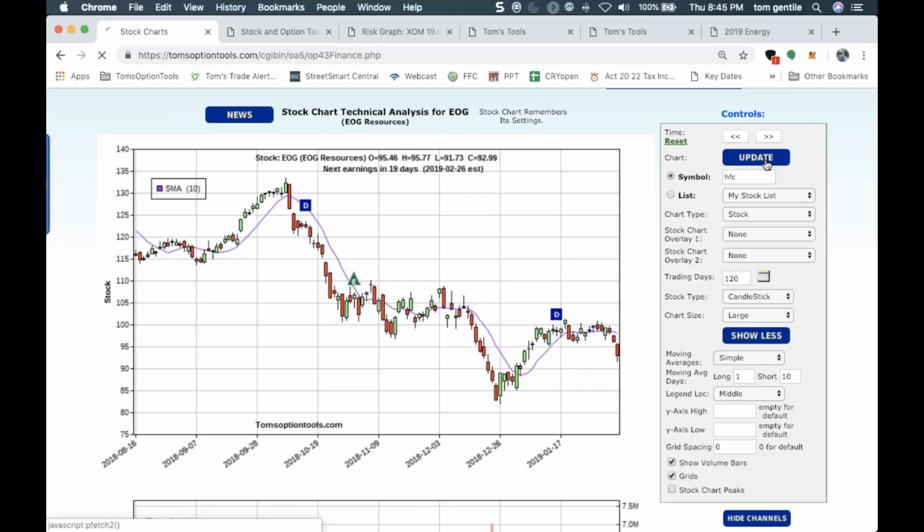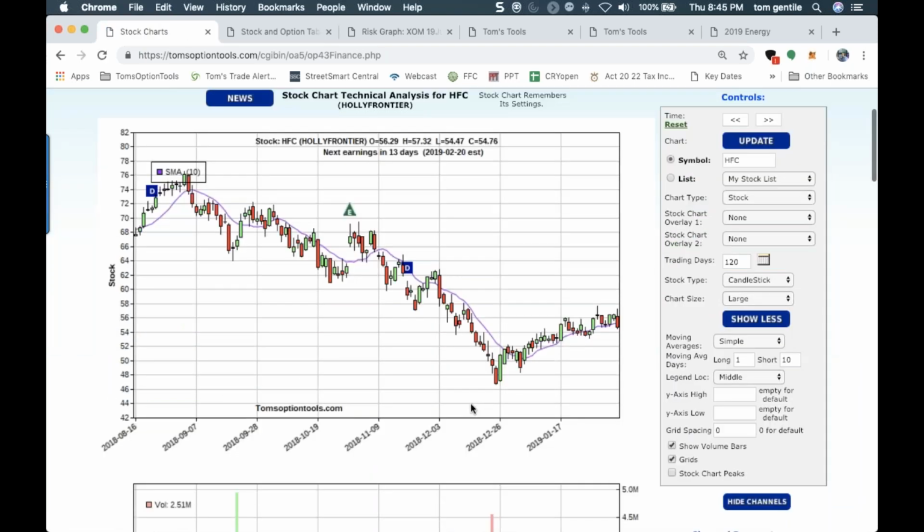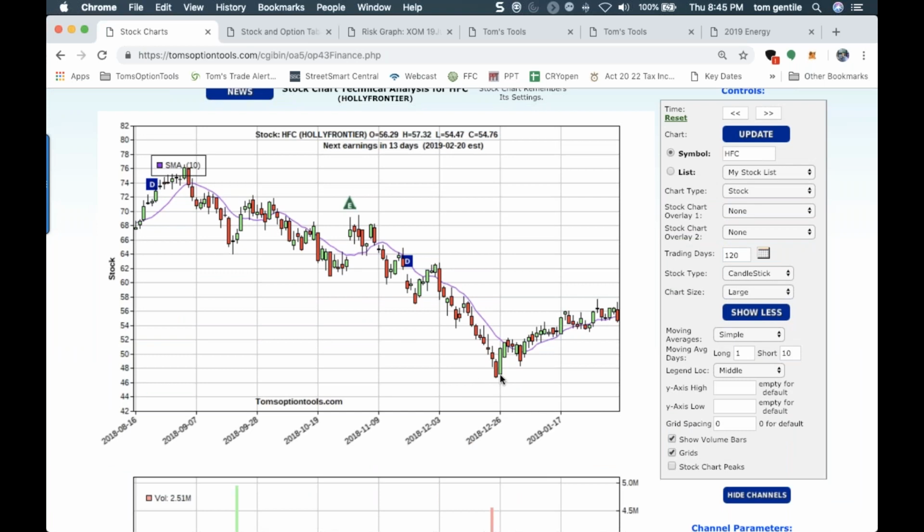HFC. And the chart is going to show me HollyFrontier going from 76 all the way down to 46 and back up to around 54. I think HollyFrontier, if we look at target prices, I'd say 62. And where are we right now? 54. So, I mean, 62 puts it just above 15%.